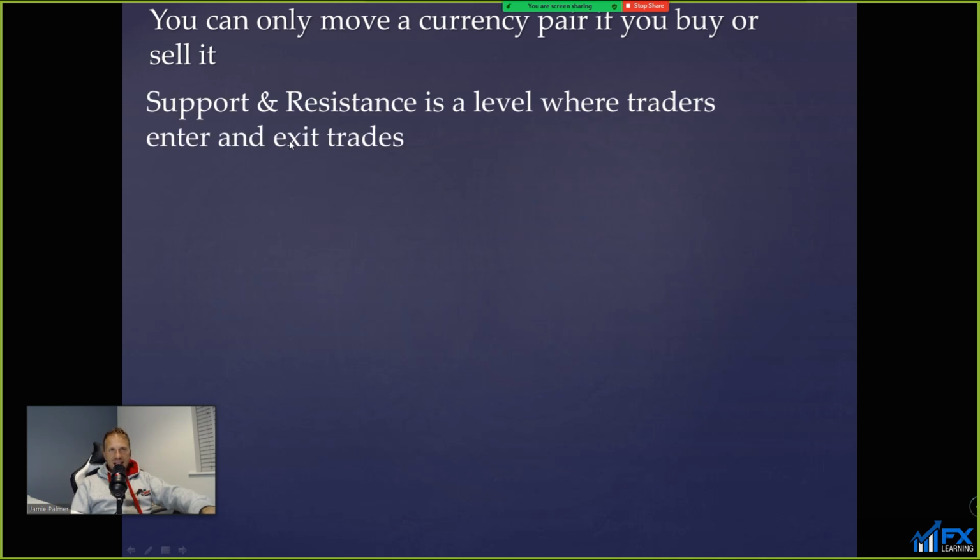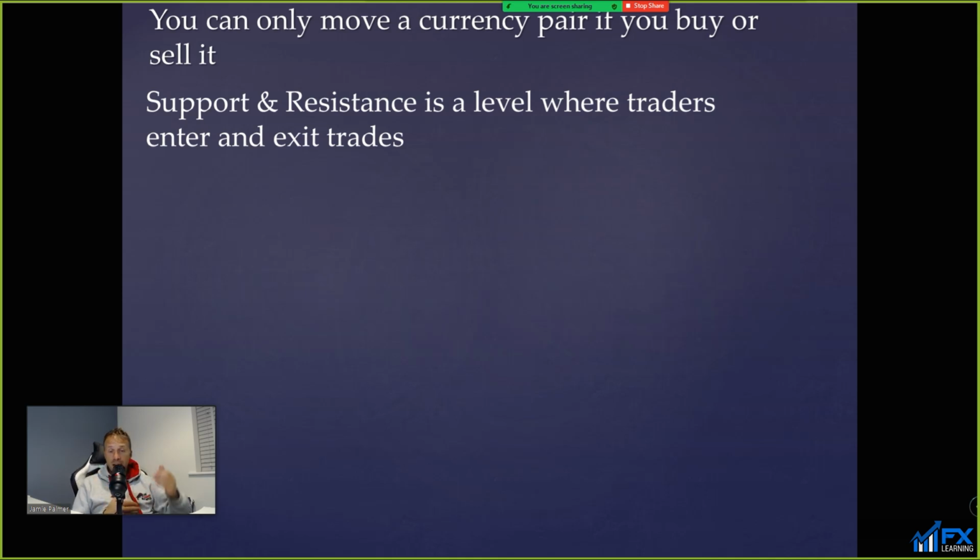Support and resistance is a level where traders enter and exit trades. It's always a controversial subject that support and resistance is where institutional traders will take out retail traders and it's manipulating price. At the end of the day, it doesn't matter. What we do know is these are levels, especially on the higher time frame, where traders will look to enter and exit trades. So we know there's going to be movement around these levels. So we want to be trading around these levels as well.